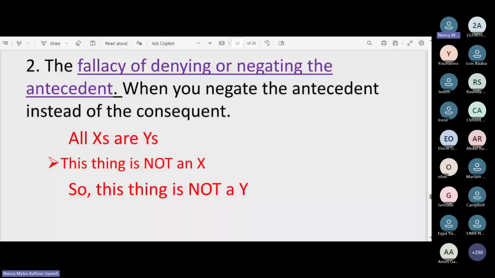Okay, so the antecedent is not the consequent, and the consequent is not the antecedent. The antecedent is the baby inside the consequent. Therefore, if you deny the antecedent, you say, oh, it is not in the antecedent, you can't conclude with certainty that therefore it is outside the consequent. That is the problem with this one, where the person is denying the antecedent. If you do that, you create a formal fallacy called fallacy of what? Denying or negating the antecedent.